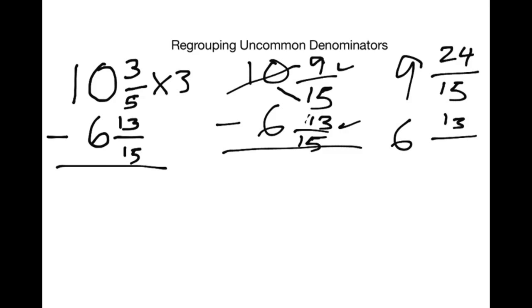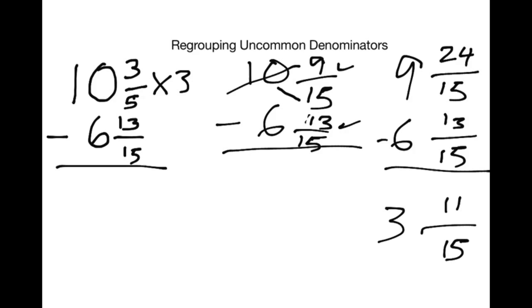And then we have 6 and 13 over 15, which we just copied down from before. If we do the subtraction, 24 minus 13 ends up being 11 over 15. And if we do the subtraction for 9 minus 6, we end up with 3. So our new number ends up being 3 and 11 over 15. I hope that this really helps you to know how to regroup uncommon denominators.